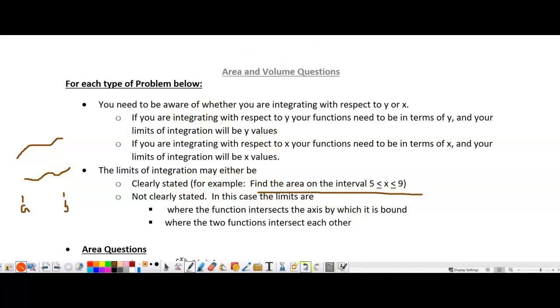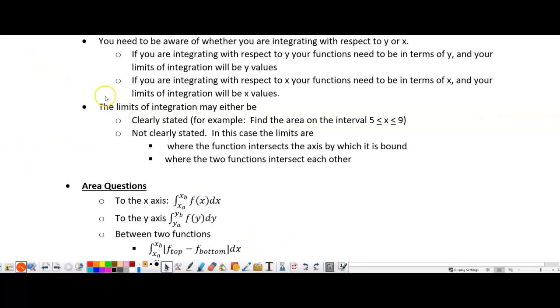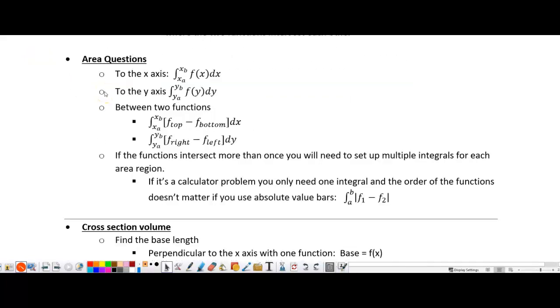Now, if they don't say explicitly what the limits of integration are, it's probably because the functions intersect. So if you have two functions that actually intersect with each other, then the limits will be where they're crossing, because usually the way they word the question is find the area that is bound between the two curves, which implies that you're looking for where the curves are crossing. So those are two things to keep in mind with all of these problems that we're going to be looking at today.